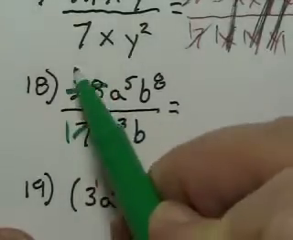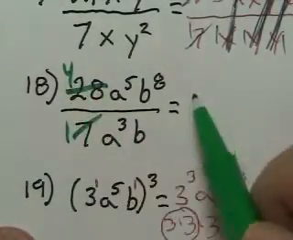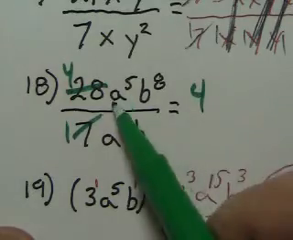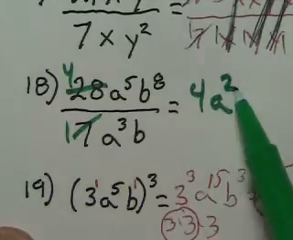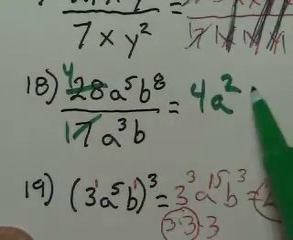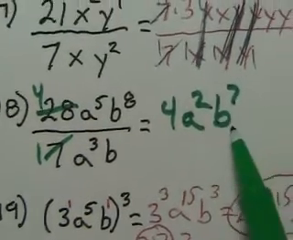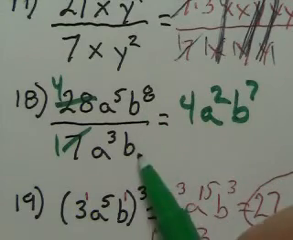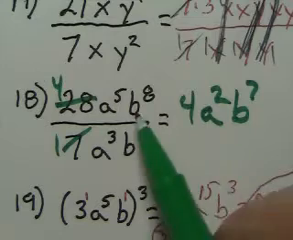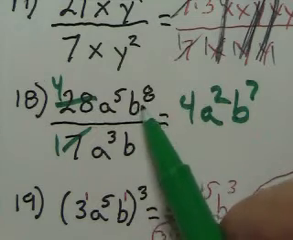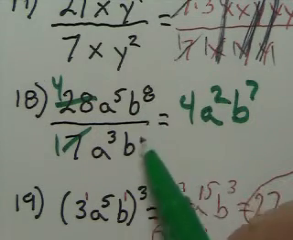7 goes into 28 4 times, so we have a 4 up on top. We have 2 more A's up on top than on the bottom. And we have 7 more B's on top than we do on the bottom. Right? Because there's more A's on top, so we have 2 more A's. And on the top here, for the B's, we have 7 more B's than the bottom.